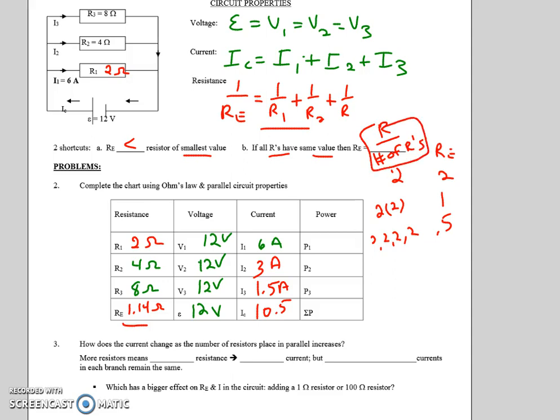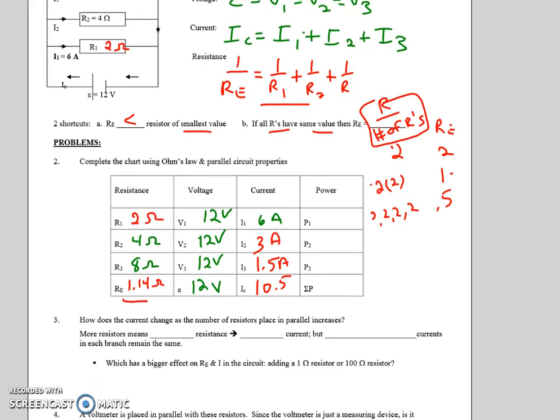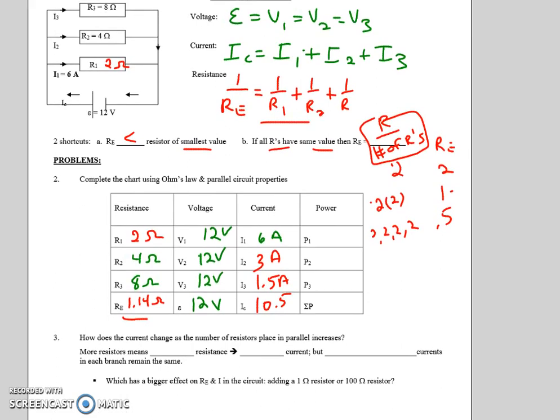Okay, so in this example here, I have 2 resistors of 2, so 2 divided by 2 gives me 1, right? And here I have 4 2s, so if I take 2 divided by 4 of them, I get 1/2. So that's a nice little shortcut to remember.